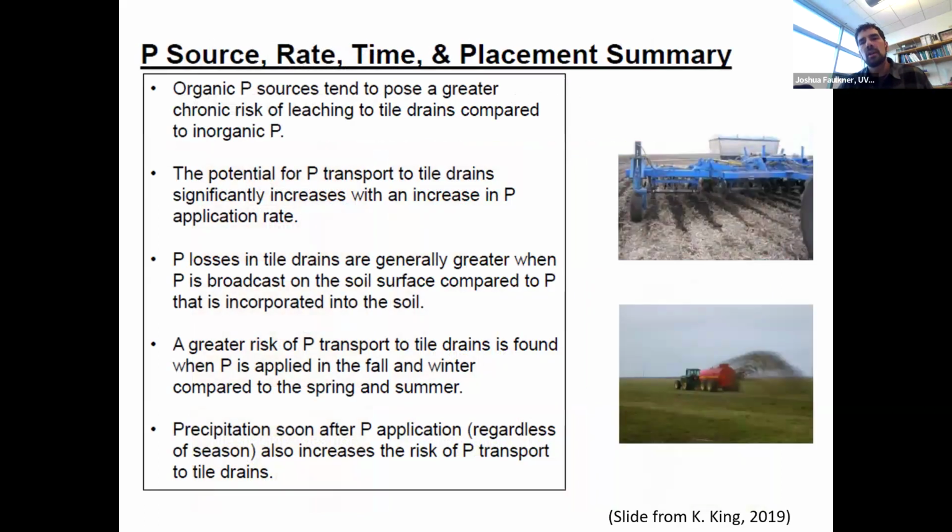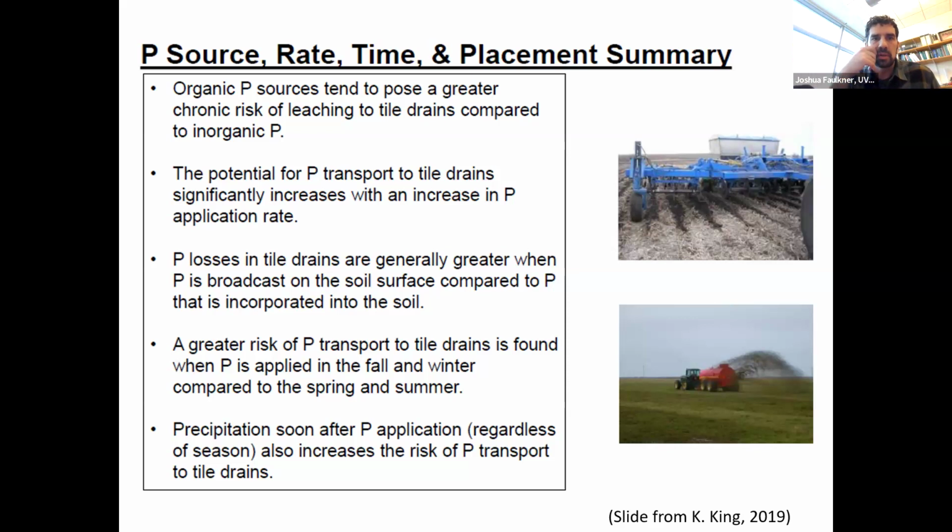Okay, and here's a slide I borrowed from Kevin King that's speaking to what we know about the 4 Rs, nutrient management, and phosphorus loss in tile drainage. So just a few learnings. Organic phosphorus, like manure, tends to pose a greater risk of leaching compared to inorganic P. That's because it is a slow release source of phosphorus, and we don't target it like some of the synthetic sources to exactly how much the plant needs and when the plant needs it. The potential for phosphorus transport to tile drains increases with an increase in P application rate.